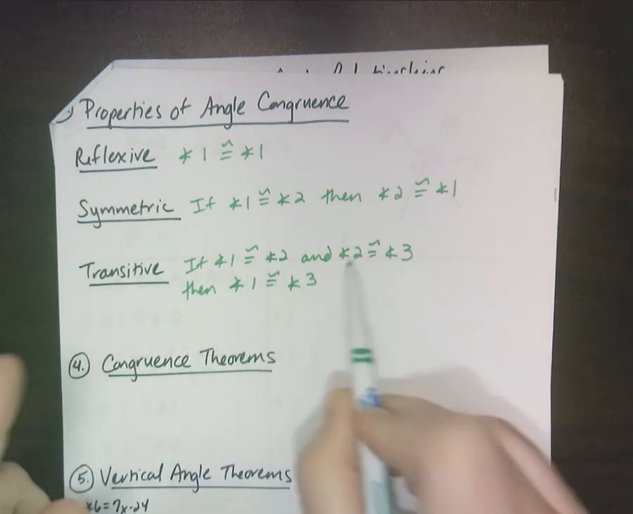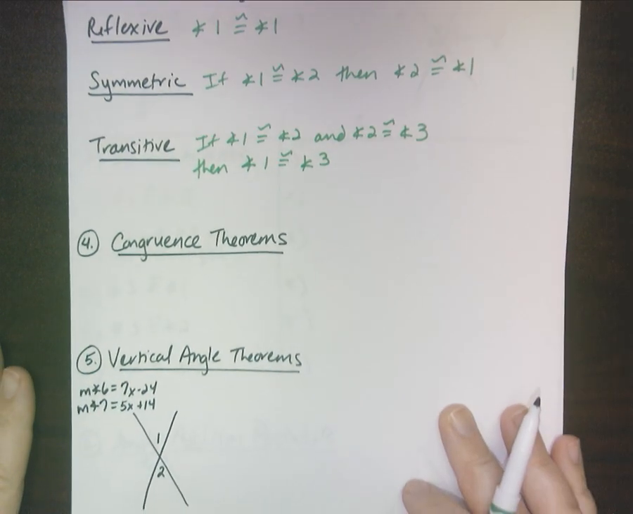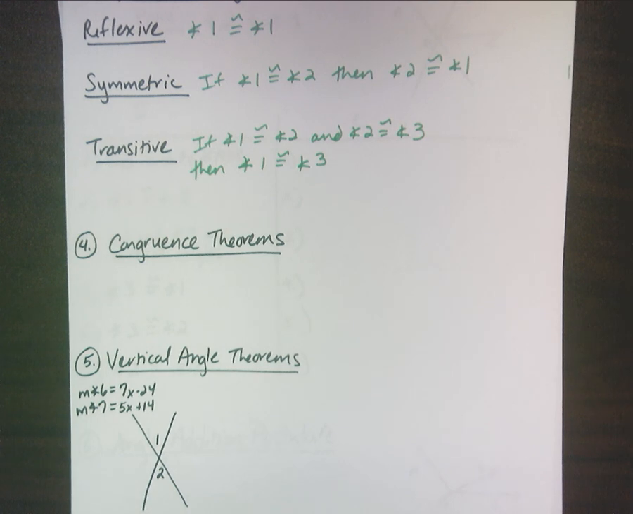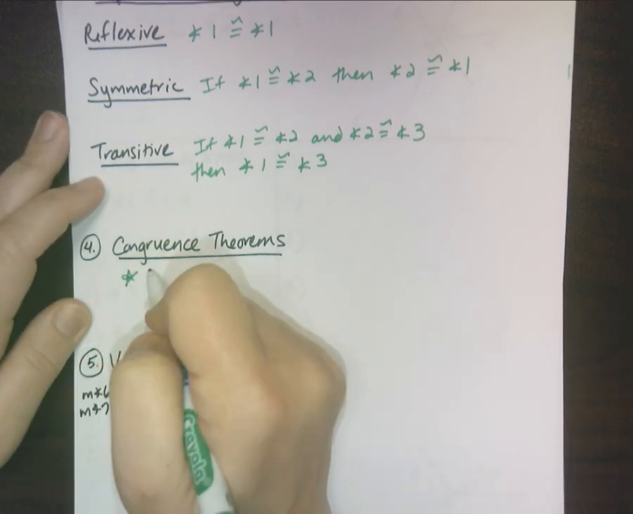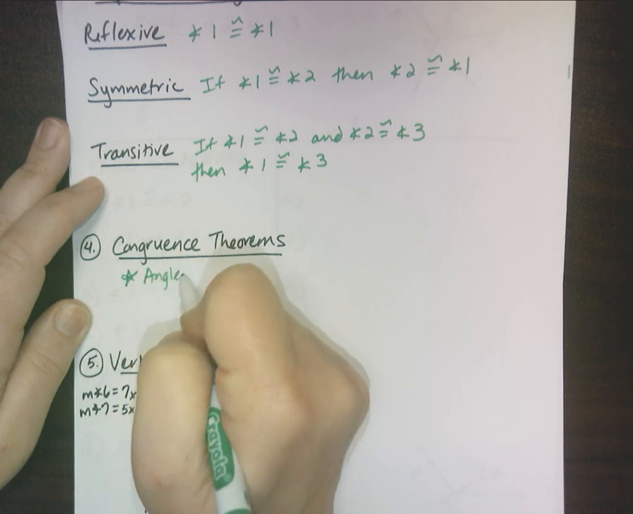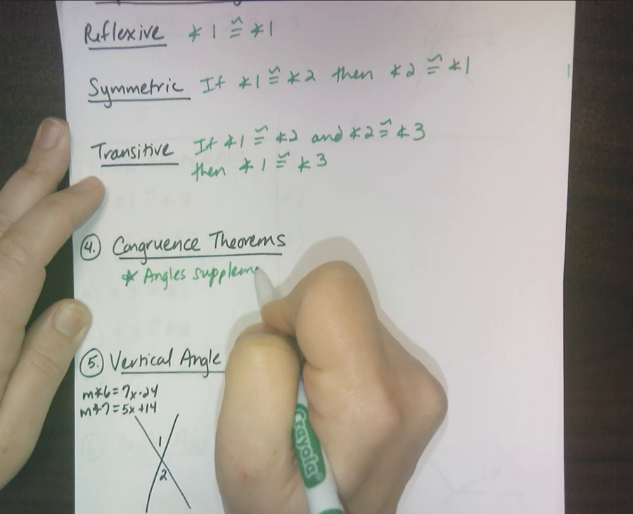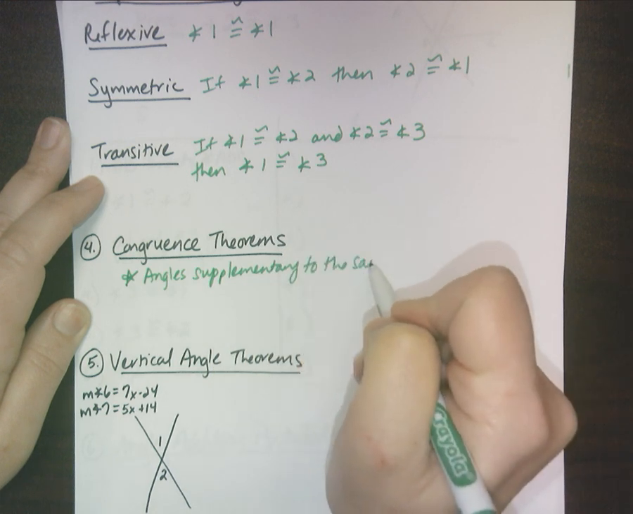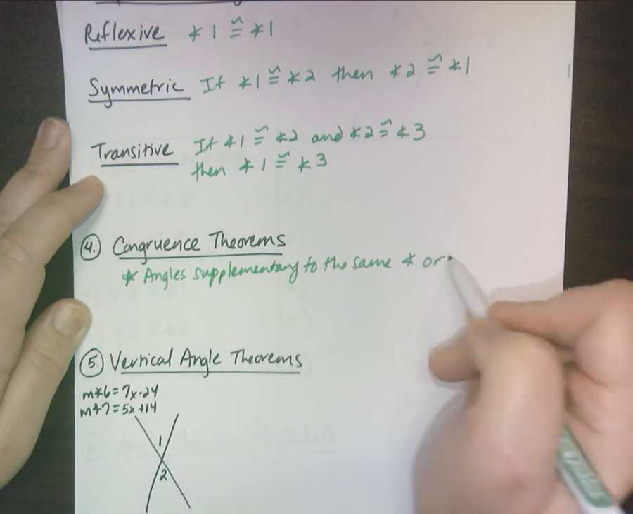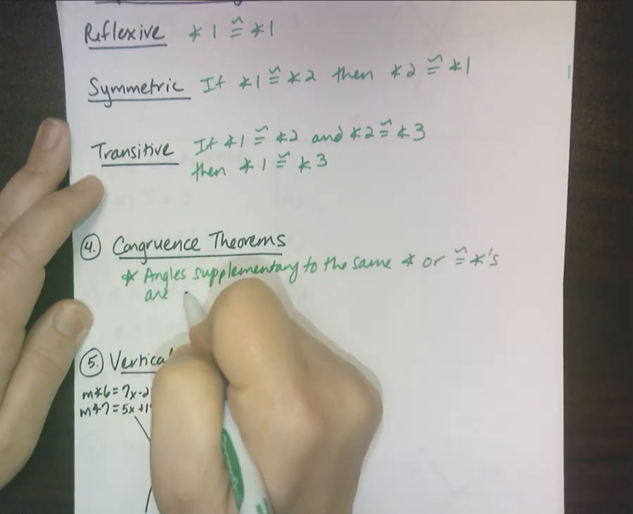If this equals this and this equals this, then the two ends equal each other, okay? Another quick theorem, the congruence theorems. You're going to hear these congruence theorems, and they say the following: angles supplementary to the same angle or congruent angles are congruent.